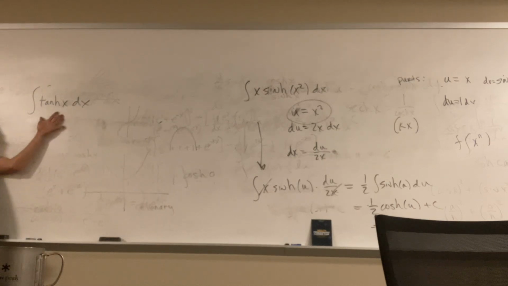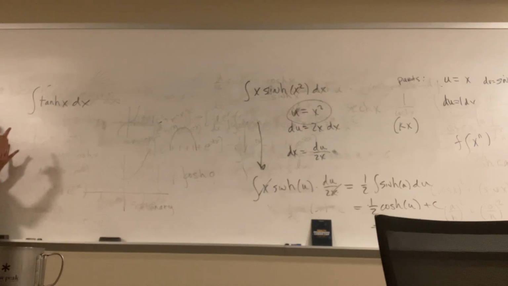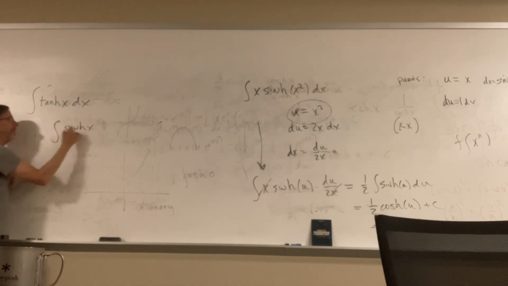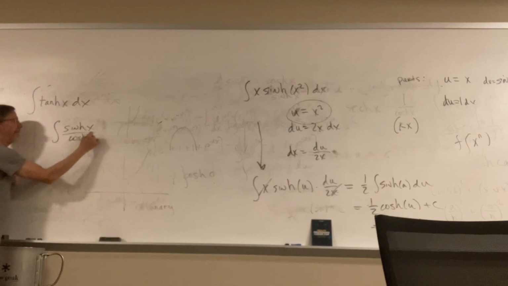Let's take some tips. How do I rewrite this? Is it something about the sinh? Yeah, how could I rewrite this? Because I don't know how to do this unless I have the formula for it. Hyperbolic sine x over hyperbolic cosine x. Beautiful. Absolutely. Let's go.